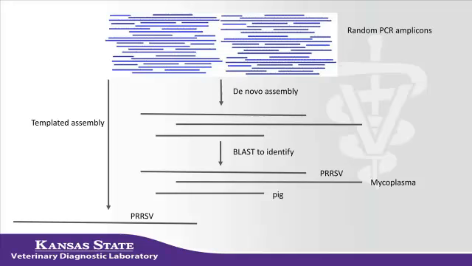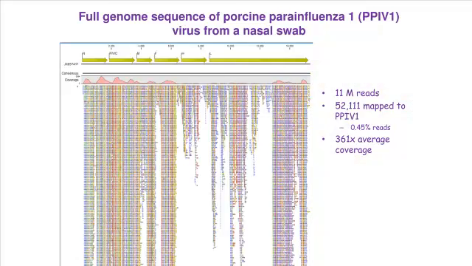Then, depending upon what we're interested in, we'll do some additional assemblies. Like in this example, if I was interested in PRRS, I would then reassemble these sequences to a PRRS reference and kick out a PRRS genome. So that's the general flow. We can modify this depending upon what questions we're asking. And then this is what the assembly looks like.